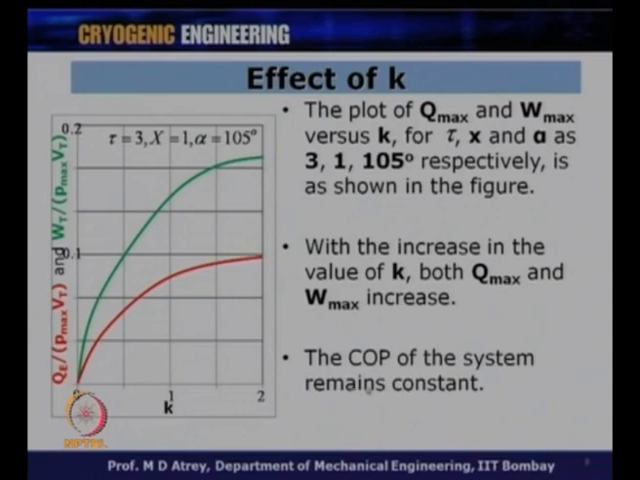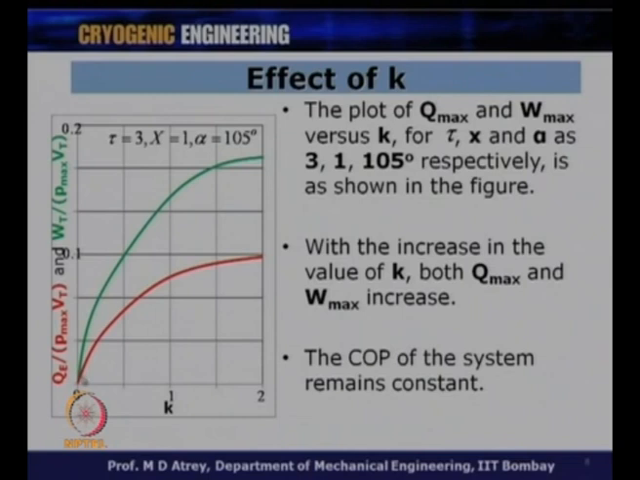The COP of the system remains constant, because by Smith's analysis, the COP of the ideal Stirling cycle depends only on the value of tau, while we have kept the value of tau constant. So, even if I go on increasing the value of K, the Wmax to Qmax ratio will always remain constant, whatever K value we are talking about.